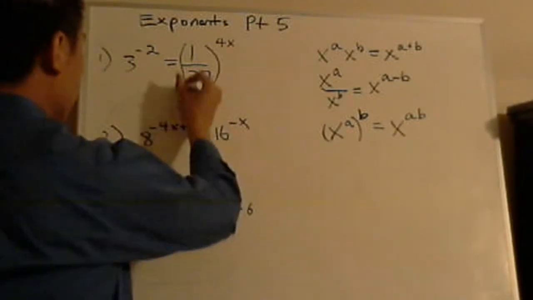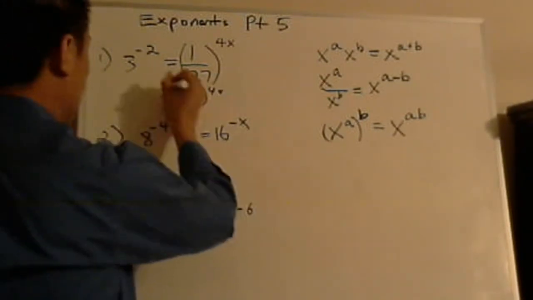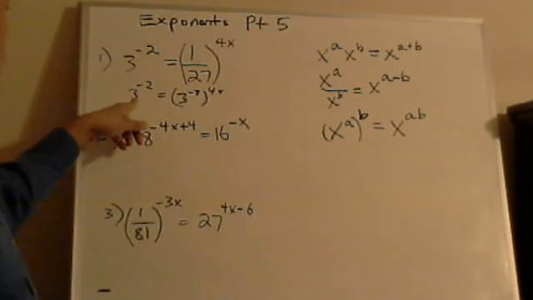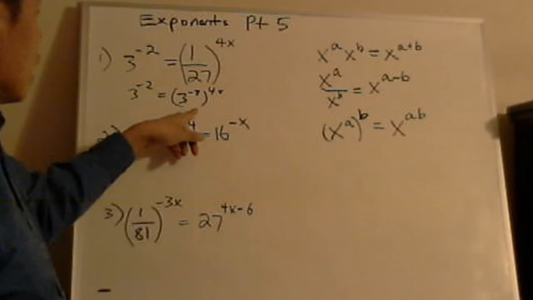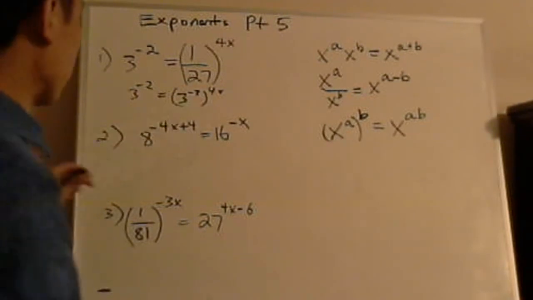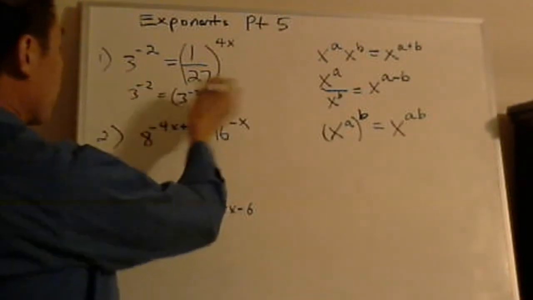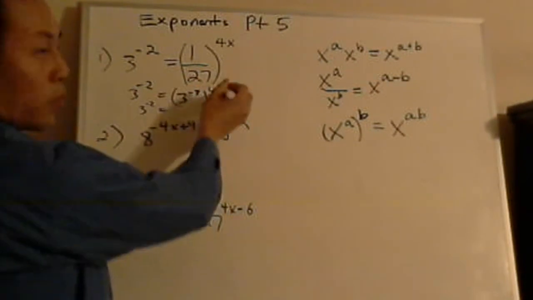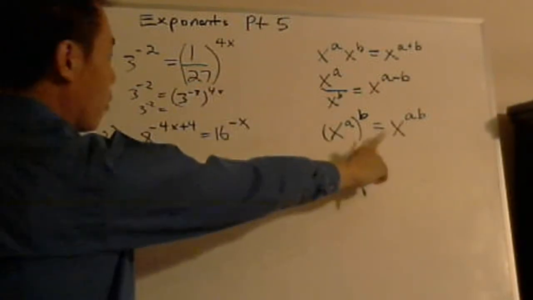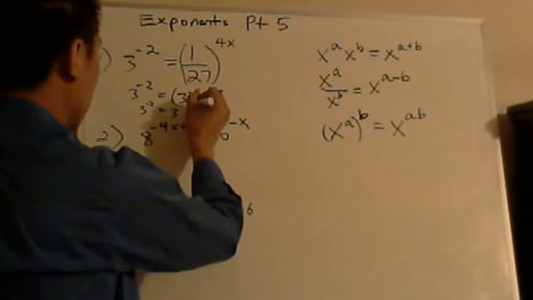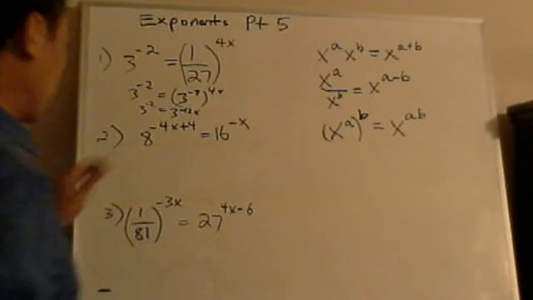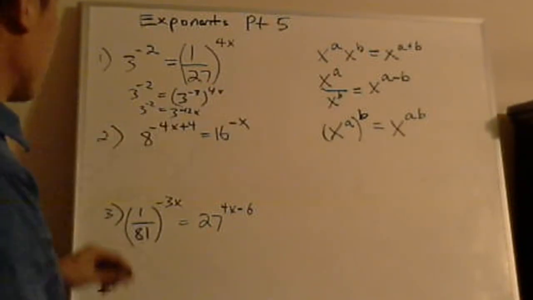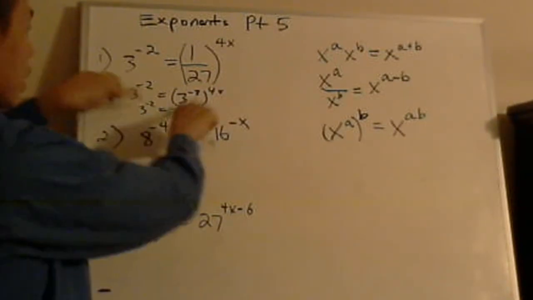to the 4x power. And then we can write the same way here. So we now have 3 to the negative 2 power equals 3 to the negative 3 power to the 4x power. So let's combine that together, and you'll get 3 to the negative 3 times 4x, because you're doing power of a power, remember. So you get 3 to the negative 12x power, because negative 3 times 4x is negative 12x. Now the bases are the same. Now you can set these equal.